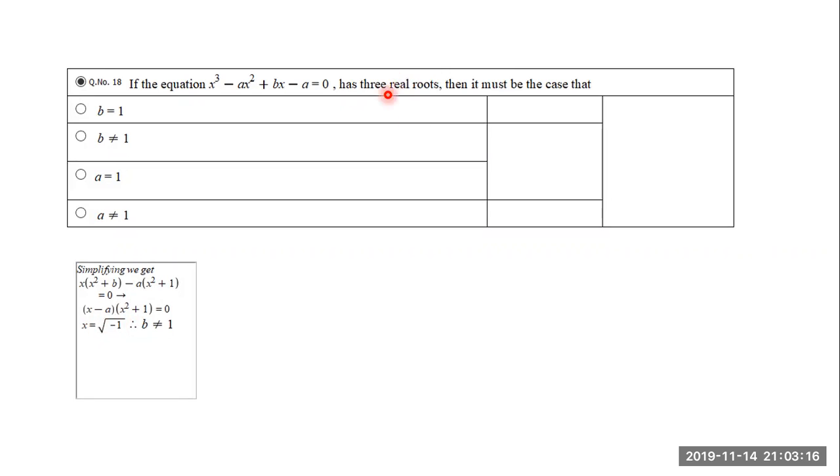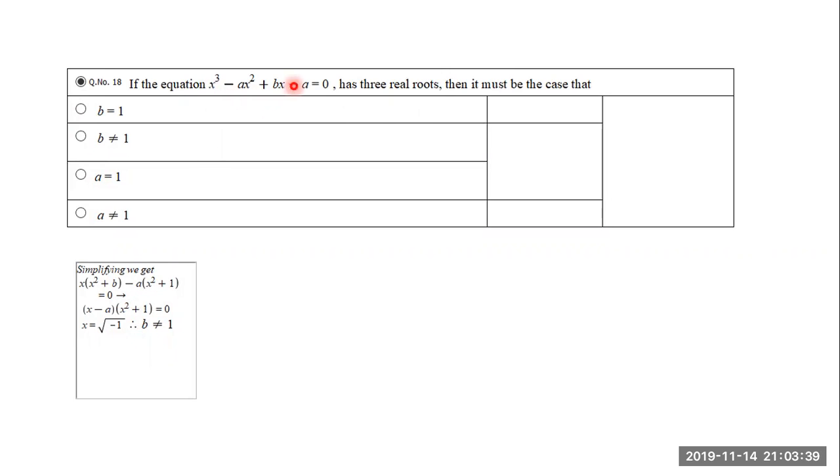But he says 3 real roots. Therefore, this cannot be minus 1, and b cannot be 1. Understand? B cannot be 1. If b is equal to 1, then x has unreal roots. Therefore, what is the answer? B is not 1. Okay, you got it?